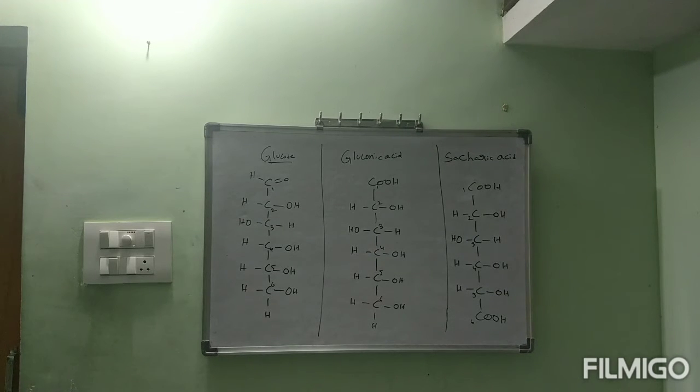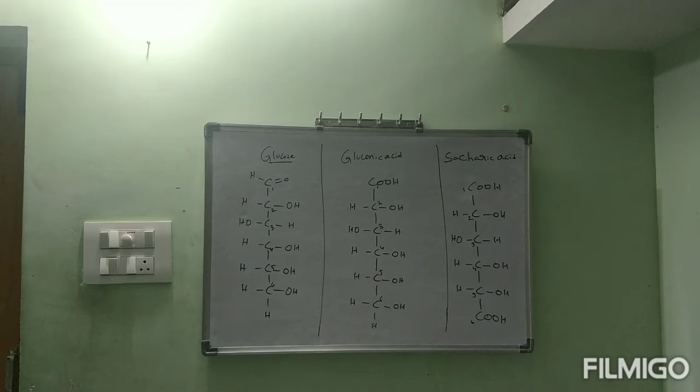Glucose will undergo oxidation by a mild oxidizing agent to form gluconic acid. The CHO aldehyde group is converted to COOH. When glucose reacts with a very strong oxidizing agent like concentrated HNO3, both CHO and the primary alcohol on the sixth carbon get oxidized and converted to COOH groups. First COOH and last COOH, sixth carbon. Like that, we got the structure for saccharic acid.